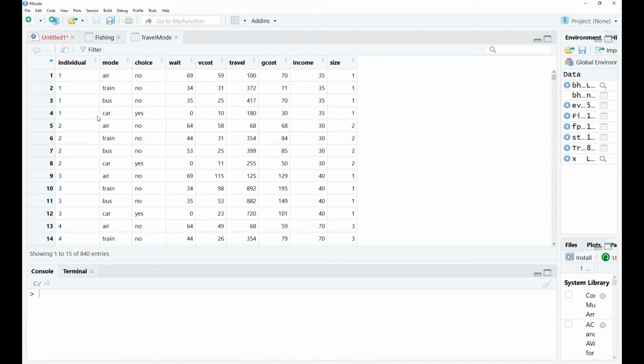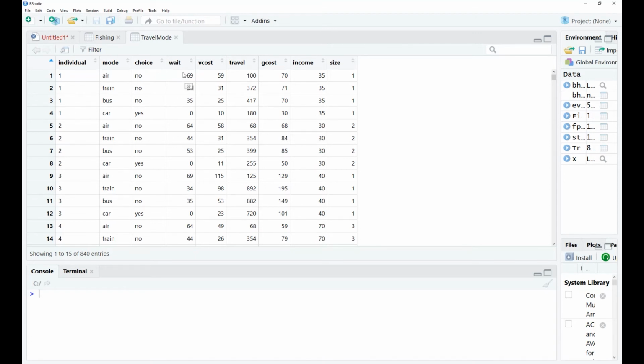Okay, so we have the travel mode. Remember that it was between Melbourne and Sydney. So the first individual had 4 travel modes: air, train, bus, and car. Choice refers to the travel mode the person picked. So individual 1 picked the travel mode car.